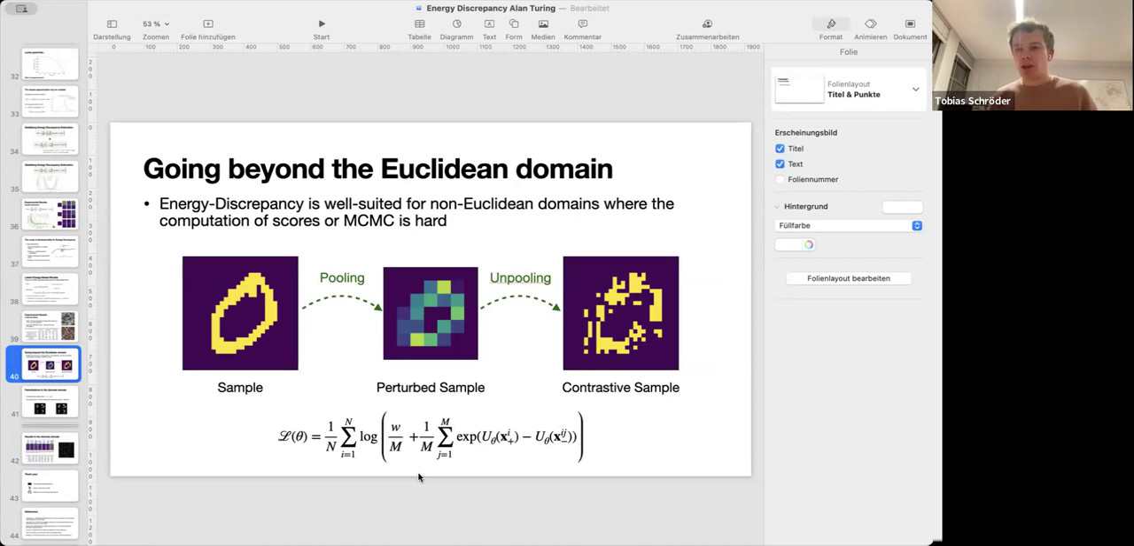Before I finish, I quickly want to introduce what else you can do with this beyond the Euclidean domain. Since we are not using gradients or standard MCMC schemes, you can apply this very easily on discrete data by just defining a perturbation operator that works well in this discrete domain. For example, for binary MNIST, where your data takes values in a binary space to the dth dimension, you can think of a perturbation which basically pools the pixels in your image, and the contrastive sample is obtained by unpooling.